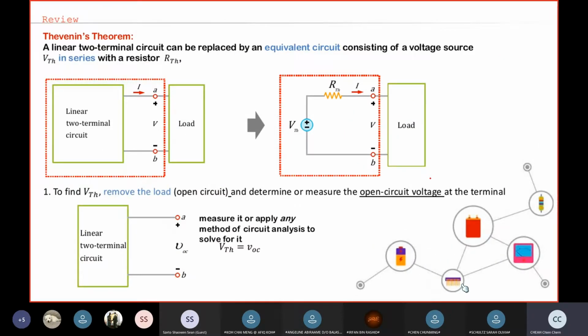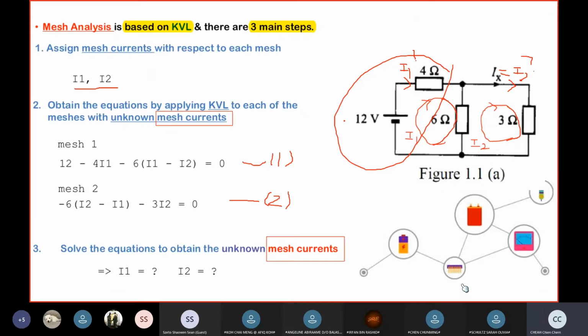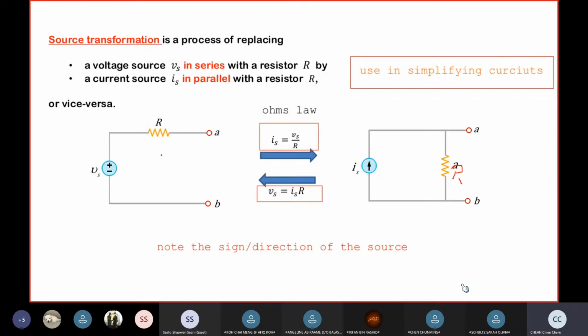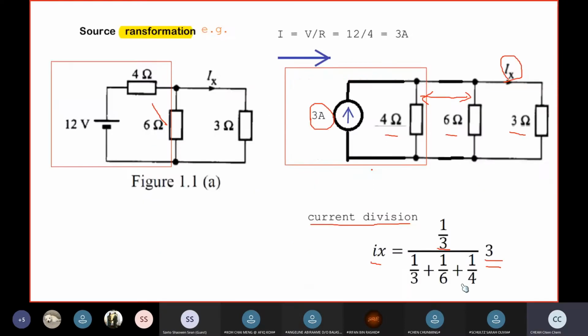Lastly, Thevenin's theorem is another way of simplifying circuits. This involves finding two variables: the Thevenin voltage, represented by an independent voltage source, and the Thevenin equivalent resistance, which is in series with this voltage source. Similarly, once you get the Thevenin equivalent, you can also transform it to Norton's equivalent.